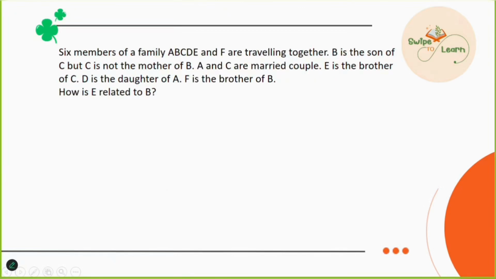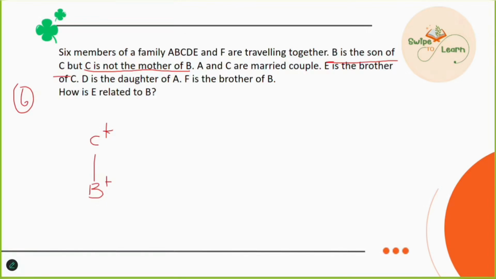Six members of a family, A, B, C, D, E and F, are traveling together. Okay, there are 6 people again. Now, B is the son of C. So C is upper. B is son means positive. Okay, but C is not the mother of B. Here they are saying that B is the son of C, but C is not the mother of B. That means C is the father of B, definitely.